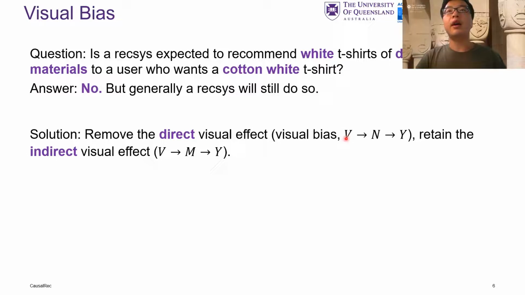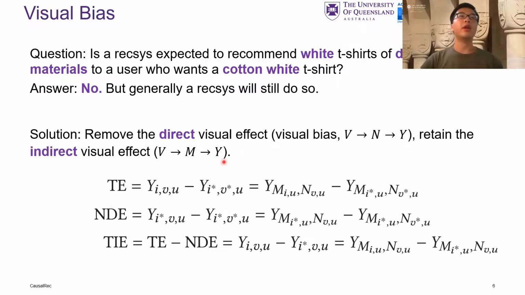And this is introduced by the causal path like this. It's from node V to node N, which is the visual noise, and finally towards the preference calculation. But we still want to retain the indirect visual effect of the visual. So we want to use the visual feature in the preference matching term, and then use that visual indirect effect to calculate the preference prediction. So the mathematical representation is to use the total indirect effect, and the final formula is like this, and we'll look into it in the next slides.